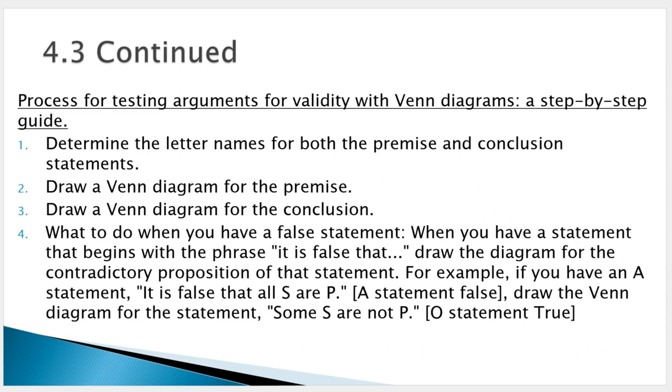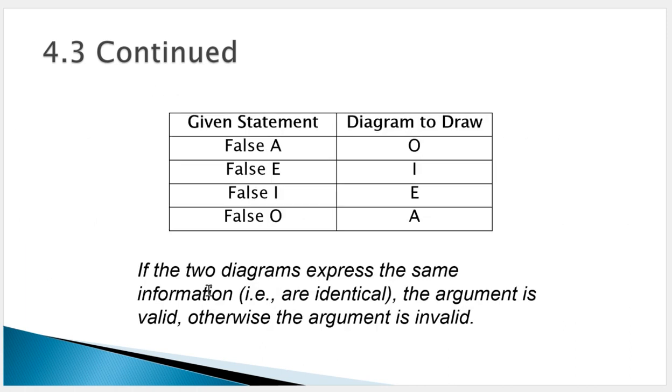So that can get really confusing. So if you find that that square of opposition that I showed you before helps you, then please feel free to use it. All right, so if it's given you a false A, you draw O. If it's given you a false E, you draw I. If it's giving you a false I, you draw E. And if it's giving you a false O, you draw A. Good times, right?